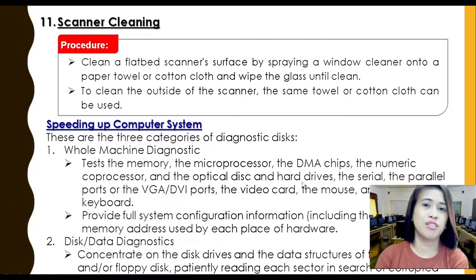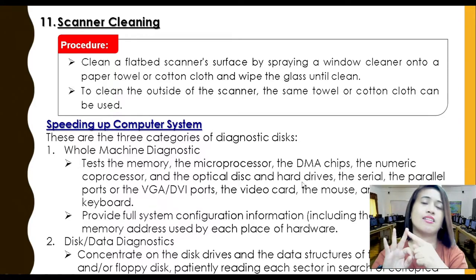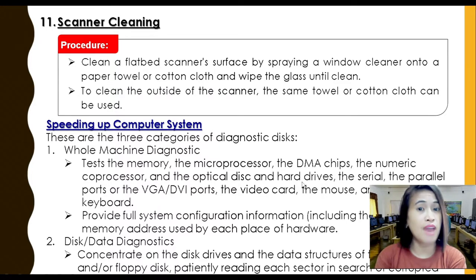Another way to maintain the computer system is to speed up the computer system. There are several reasons why the computer slows down suddenly. One, there is a virus. Two, you have plenty of files already inside the computer system. Three, and lastly, maybe you have a program that you are not using regularly. So what you need to do is remove those files or programs that you don't need anymore.